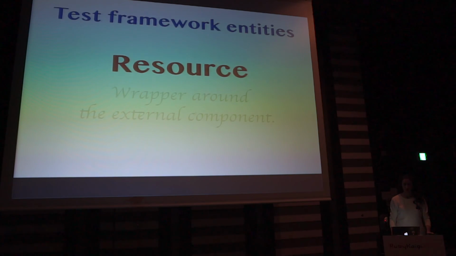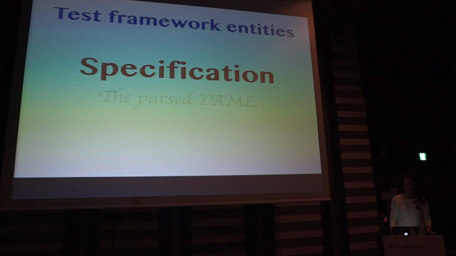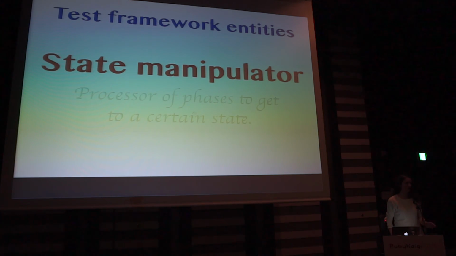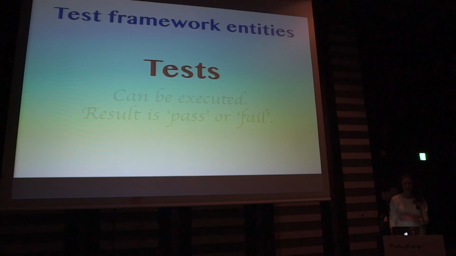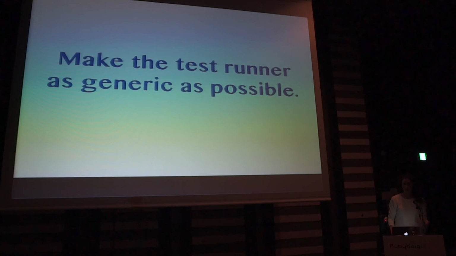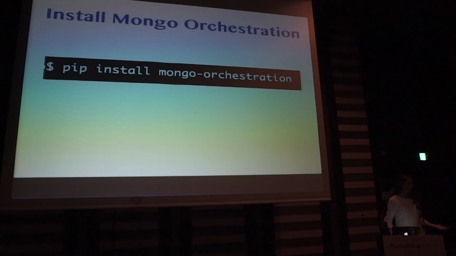these YAML files. You'll need a resource, which is a wrapper around the external component if you have one; a specification object, which is the parsed YAML; a state manipulator, something that processes all those phases that you have in your test; and then the test itself, which can be executed and has a pass or fail outcome. Make the test runner as generic as possible so that you can reuse it. And if you want to use Mongo orchestration, if that's appropriate for your project, maybe there are other services out there like this, provided by other data stores or other services that you would use.